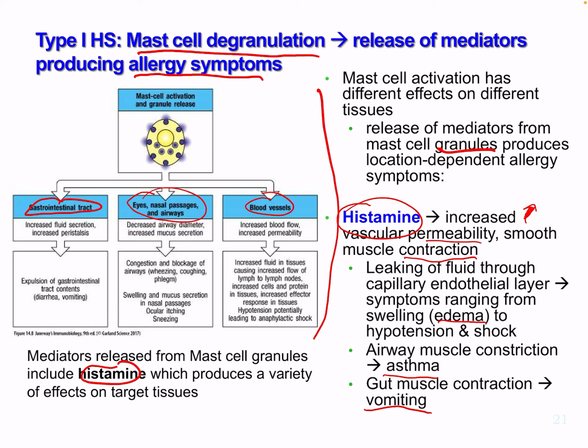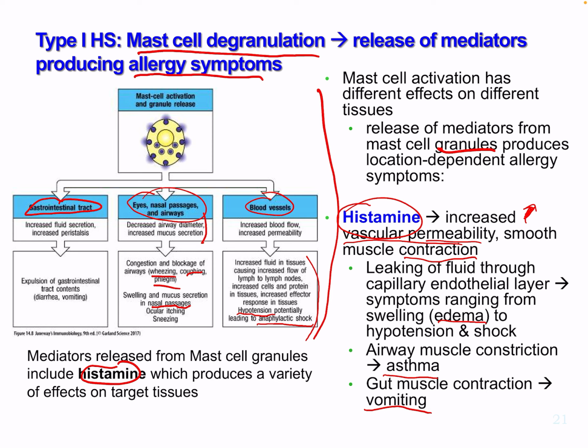So for example, in our blood vessels, we can have increased blood flow through the increased vascular permeability. Then here we can see increased fluid in tissues, causing increased flow of lymph to lymph nodes, increased protein in tissues, increased effector response in tissues, and hypotension, which is bad and can potentially lead to anaphylactic shock. So in our eyes, nasal passages, and airways, we can have decreased airway diameter and increased mucus secretion, causing difficulty breathing. We can have congestion and blockage of airways, causing wheezing, coughing, and phlegm. We can have swelling and mucus secretion in the nasal passages, and ocular itching and sneezing.